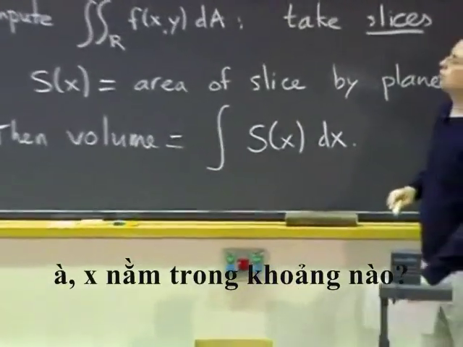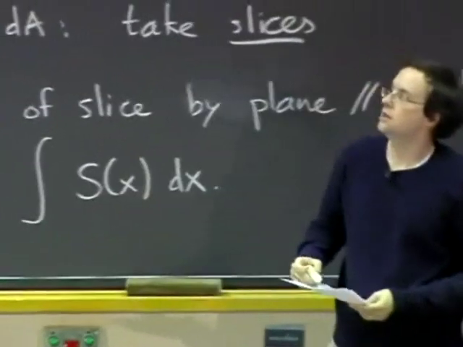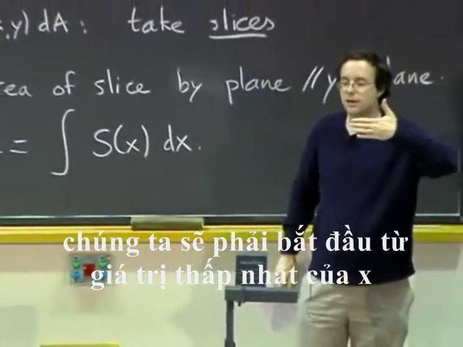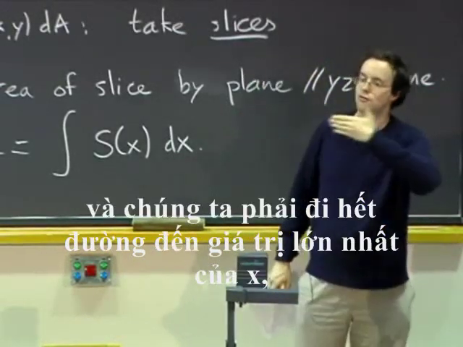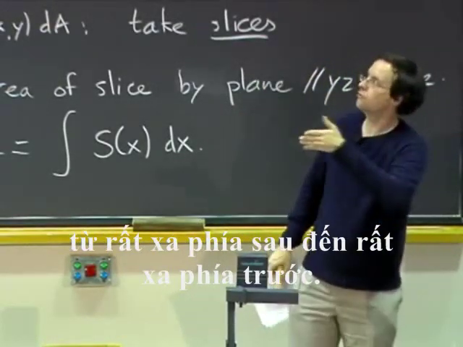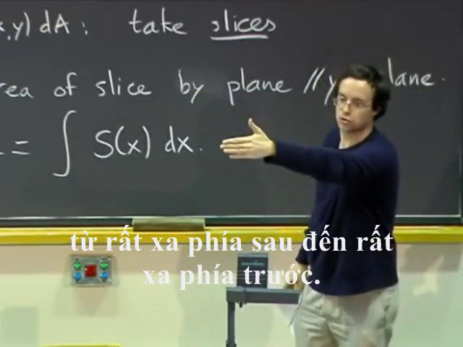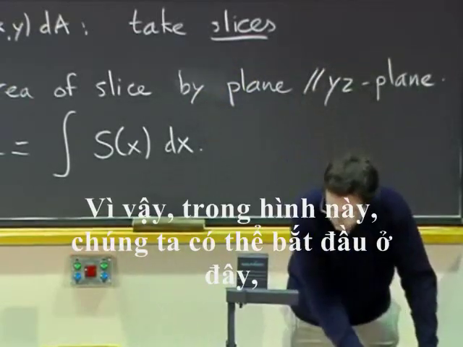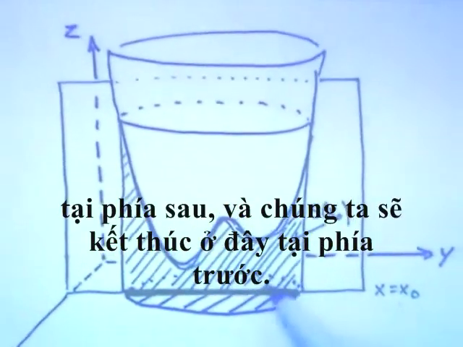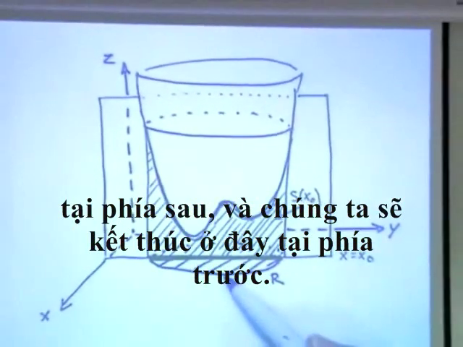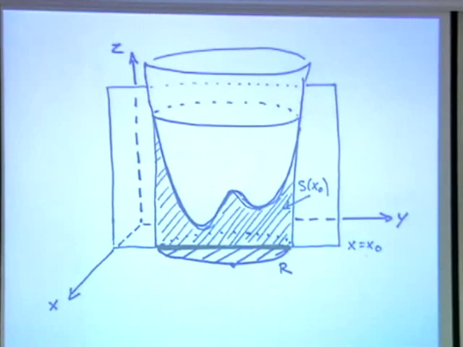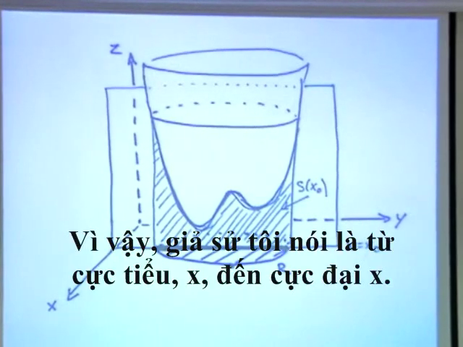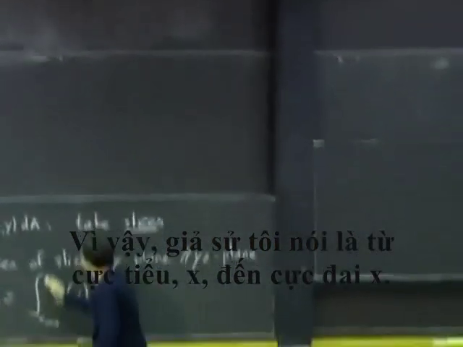From, well, what would be the range for x? We would have to start at the very lowest value of x that ever happens in our region, and we'd have to go all the way to the very largest value of x, from the very far back to the very far front. So on this picture, we'd probably start over here at the back, and we'd end over here at the front. So let me just say from the minimum x to the maximum x.